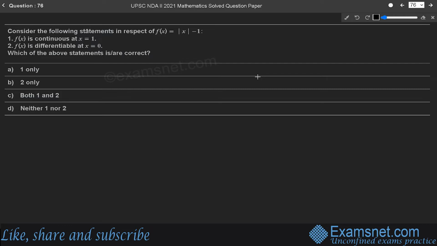See, the function is in modulus, and we know that modulus is always continuous. So we can say that f of x is continuous at x is equal to 1. So statement 1 is correct because modulus is always continuous. And also there is a concept that modulus is not differentiable when x is equal to 0. So here in the statement x is equal to 0. So modulus cannot be differentiable at x is equal to 0. So this statement is wrong. So the correct option for this question is option number A, which is 1 only.